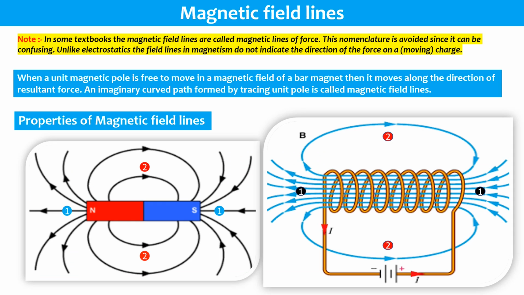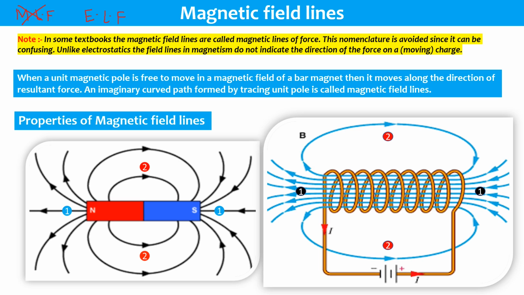Magnetic field lines. Okay, so let us make one concept very clear. These should not be called magnetic lines of force. Why is it so? Because we have studied one of the similar concepts, electric lines of force. But there are some dissimilarities between these two.